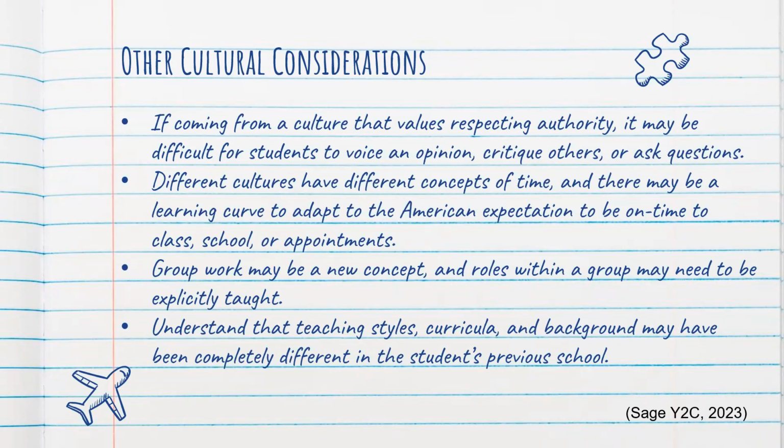One thing that I didn't add on here is personal space. In America, we like to have our personal space, but in other cultures, standing very close to, or what we would consider very close to somebody, they would consider very, very normal. So be aware that other cultures may have different concepts of personal space.